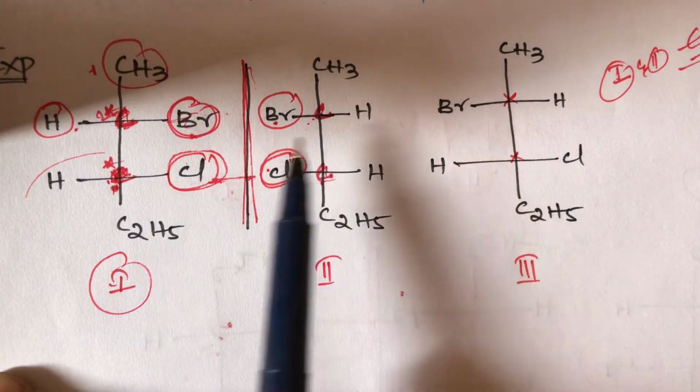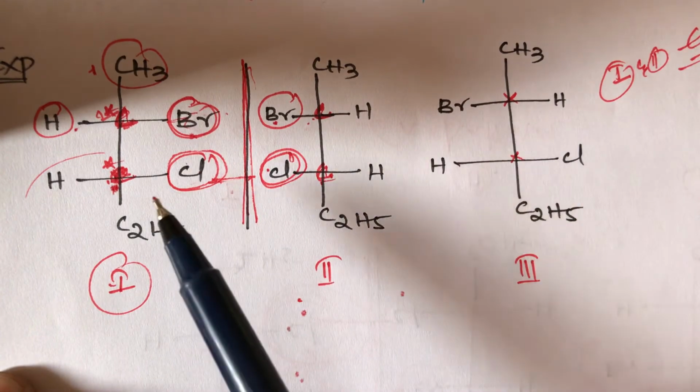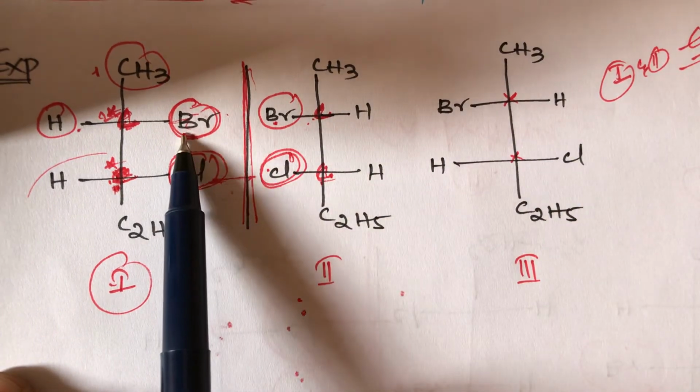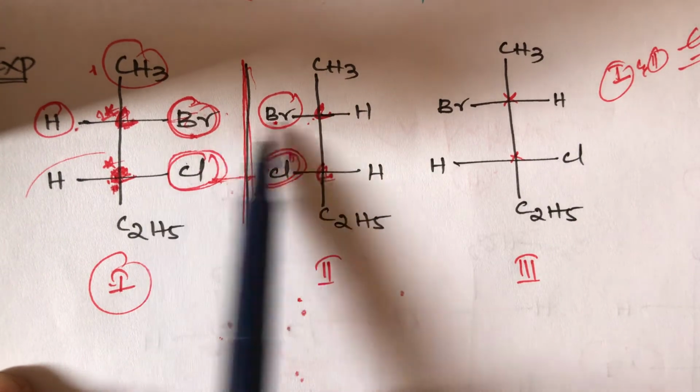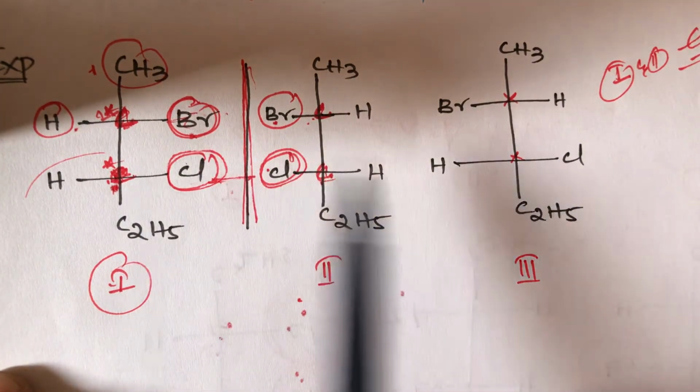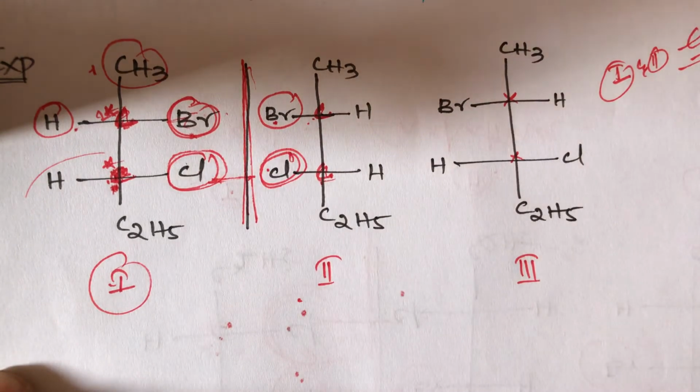So both are mirror images of each other. How do we identify whether they are mirror images or not? The bromine is present on the right hand side in the first structure, and on the left hand side in the second structure. So these are non-superimposable mirror images. This is called an enantiomer. Enantiomers are optically active compounds that are non-superimposable mirror images. So structure 1 and structure 2 are enantiomers.